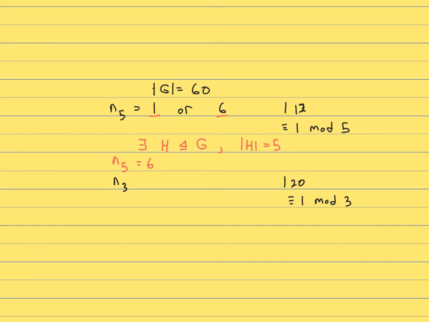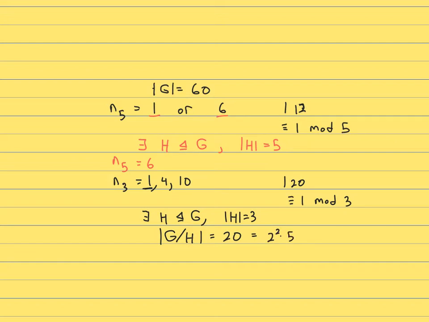Well, there's many. You got 1, 4, 10, and then that's it. What happens at 1? So let's assume that n3 is 1. Well, that would mean that there's a normal subgroup H of size 3. Well, then G mod H has size 20, which is 2 squared times 5.